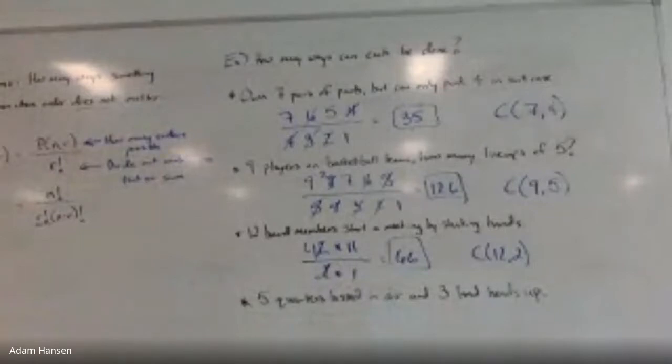I got 5 times 4 times 3, because you need 3 quarters, divided by 3 times 2 times 1. This is counting too many. So how many ways can I arrange these same 3 quarters? 3 times 2.